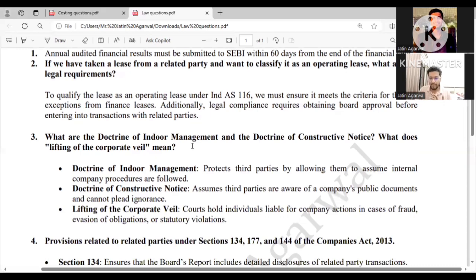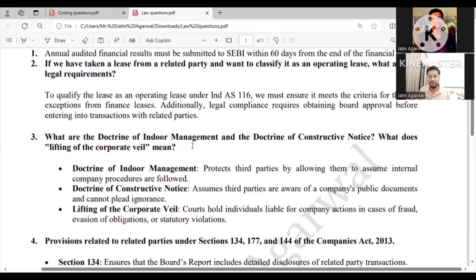First is doctrine of indoor management, which protects the third parties by allowing them to assume that the internal procedures are followed, right? Companies run as per laws and regulations, they have to assume that, so they protect the third parties. They do not have to interfere in day-to-day affairs. Second is doctrine of constructive notice. This protects the management and assumes that the third parties are aware of the public documents, and they cannot plead ignorance that we are not aware of that, right?